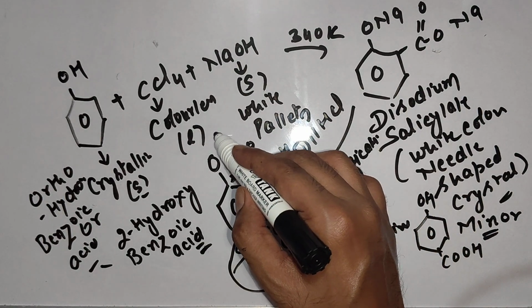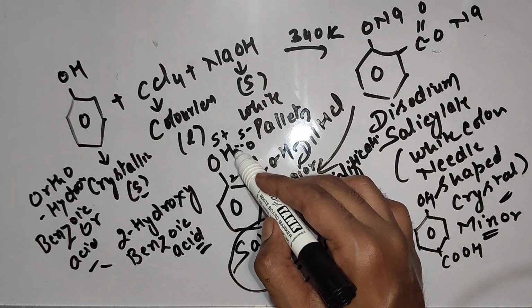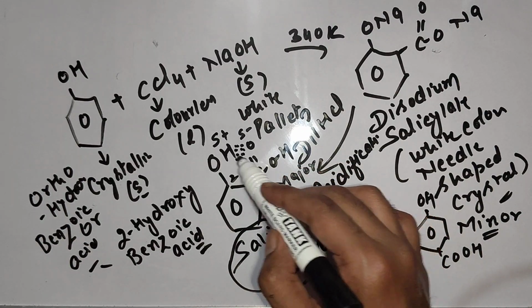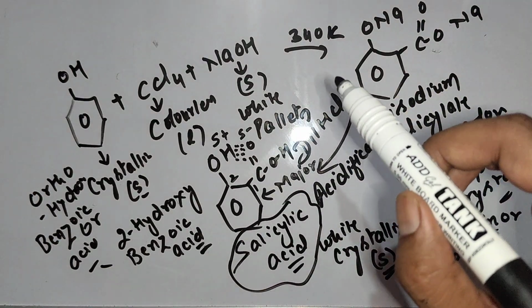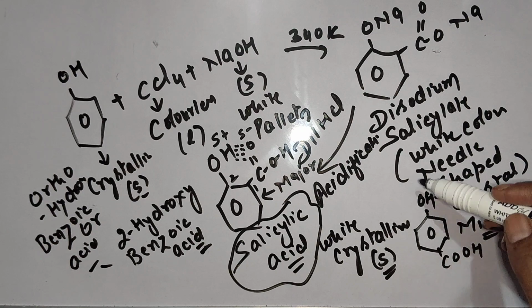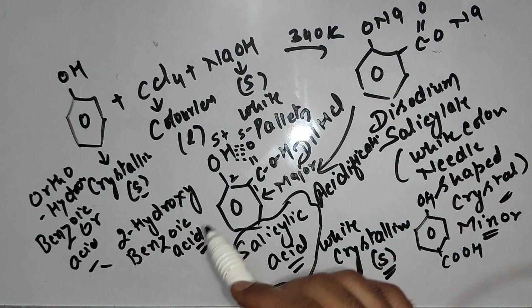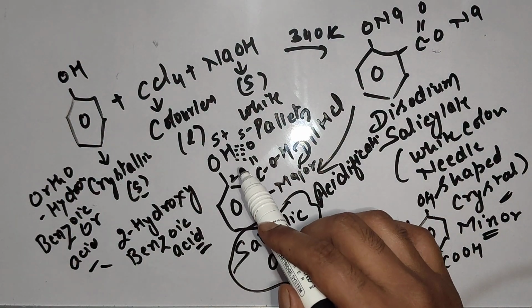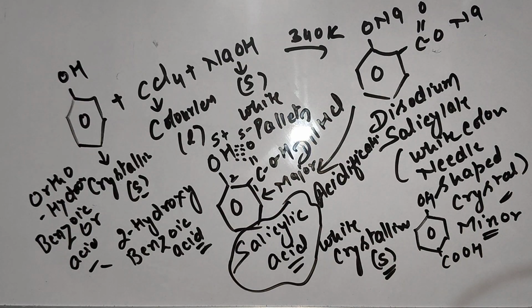How? This hydrogen, we know, is partially positive, and this oxygen is partially negative. So between them we have a force of attraction which is providing extra stability to it, and that force of attraction is known as intramolecular hydrogen bonding, which is not possible here because OH and COOH are far away from each other. This bonding is also known as chelation. So this chelation or intramolecular hydrogen bonding is providing extra stability. That's why it is the major product. Now let's directly go for its mechanism. Very easy mechanism. Let's start.